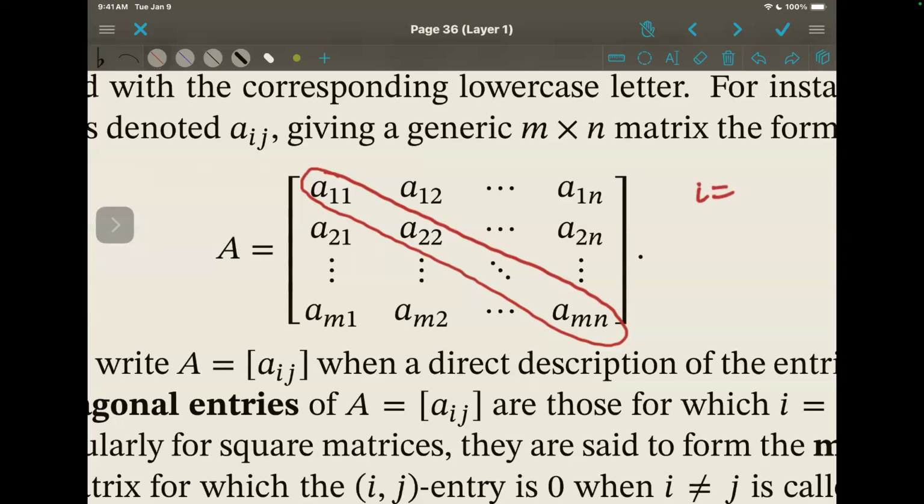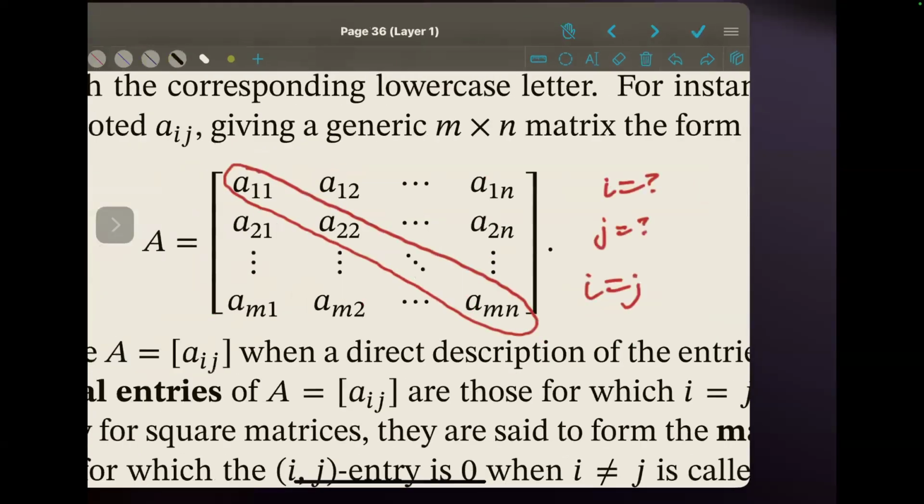What's i and what's j for a diagonal entry? What's our restriction on those? Yeah, going along that main diagonal, they have to be the same. Right, so we need i to equal j in order to get a diagonal entry.